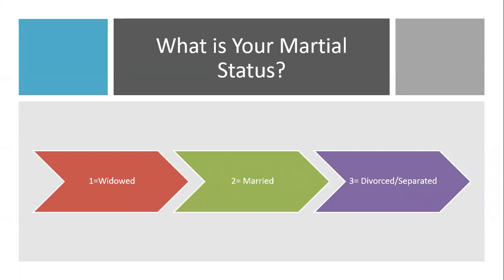In addition, if I were to ask respondents, what is your marital status? This variable could be represented by these three categories. 1 equals widowed, 2 equals married, and 3 equals divorced or separated. So the most important thing to keep in mind is that categorical variables are any variable that can be represented with categories or attributes.